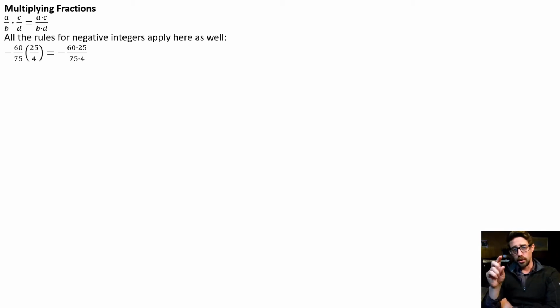In particular, notice that 25 and 75 have a common factor of 25, right? Everything's a multiple of itself. So before we do anything else, we can take a 25 out of the numerator and the denominator, and then notice that 60 is a multiple of 4. So 60 and 4 have a common factor of 4. So I am going to factor them like that, kind of strategically.